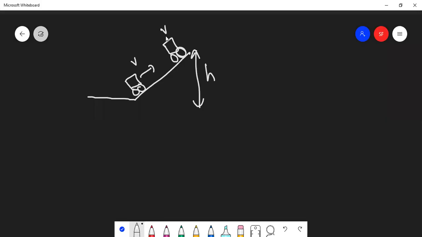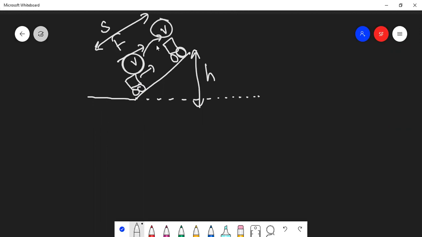What's happening if the velocity is constant? Only mgh? What energy is being converted to mgh, if this is the forward force and the distance covered is s? Is there any change in kinetic energy? Initial and final velocity: no, there is no change, because velocity is constant. So change in kinetic energy is zero, right?